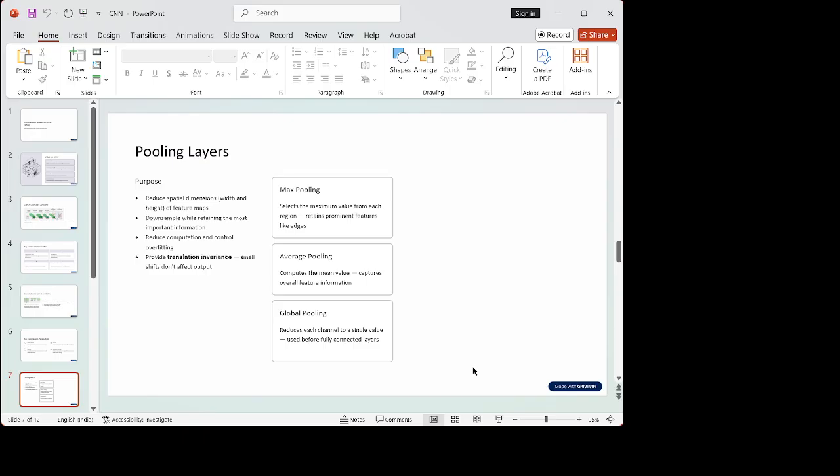In global pooling, it reduces each channel to a single value, used before fully connected layers. Otherwise, the global pooling reduces each channel to a single value. This can be used before fully connected layers.